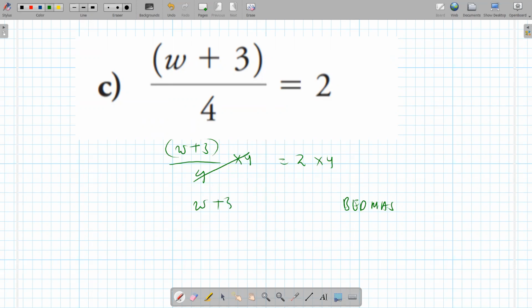So this is gone here. You get W plus 3 equals 8. From here, it's easy, right? You just subtract 3. There's no more brackets. So W is 5.